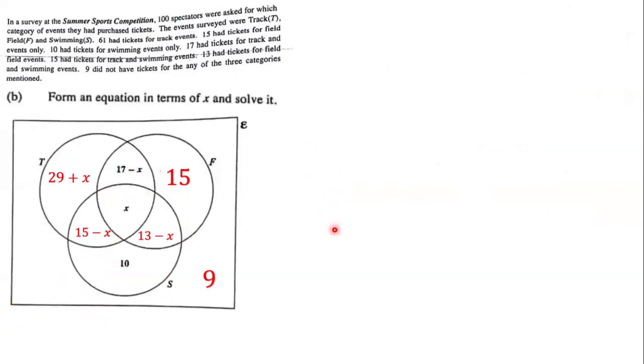Okay, so they want us to form an equation in terms of x and solve it. Now remember that there are 100 spectators that were asked which category of events they had purchased tickets for. So we're going to say 29 plus x, that's T only, plus 17 minus x, that's this, plus x, plus 15 minus x, plus 15, plus 13 minus x, plus 10, plus 9 is equal to 100, which means we add up everything in here and on the outside, and that should give us 100.